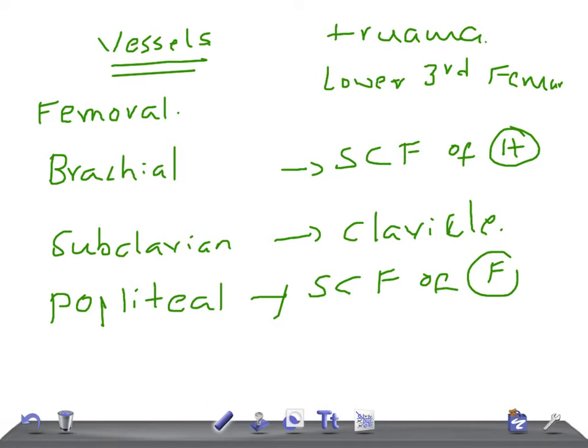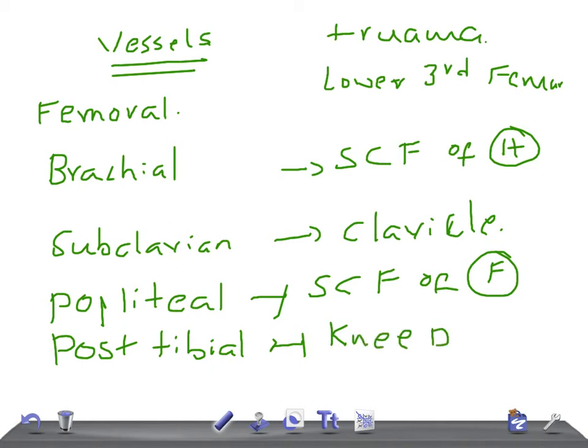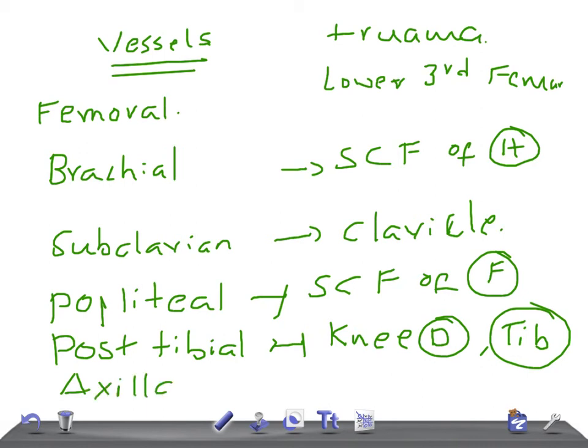Posterior tibial artery. So what type of trauma has taken place? It's a dislocation of the knee and a fractured tibia. Knee dislocation, and a fracture of the tibia. Remember, if the axillary vessels are injured, then there is a fracture dislocation of the shoulder.